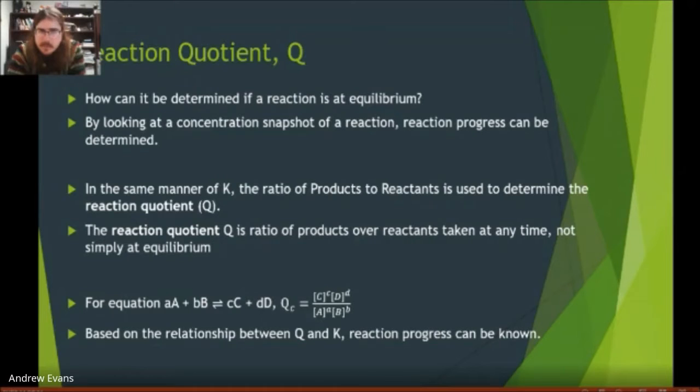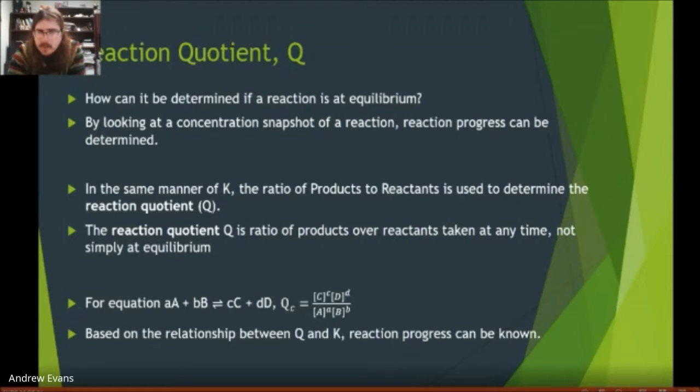But if K is specifically defined as the ratio of products to reactants at equilibrium, we can define Q as the ratio of products to reactants at any point in the reaction. So it's essentially the same thing, except K is very narrowly defined. It's very narrowly defined as only at equilibrium.